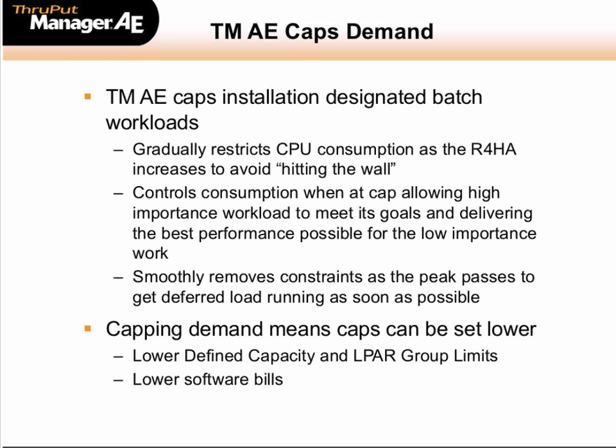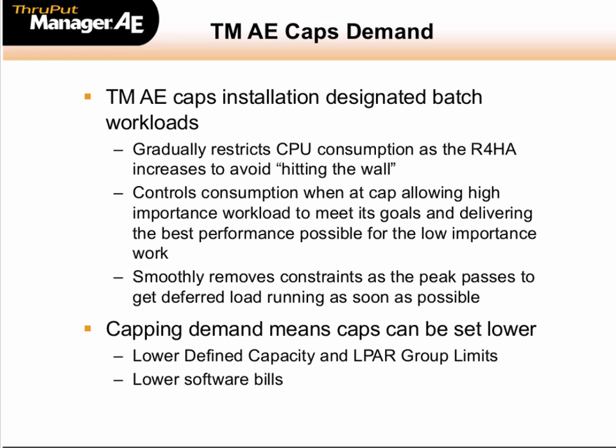TMAE caps the batch workloads chosen by the installation in 3 phases. First of all, as the rolling 4-hour average increases and approaches the limits set by defined capacity or LPAR group limit, TMAE automatically starts restricting the CPU consumption by these workloads. It does this in 5 gradual steps. The idea is to slowly shrink usage and avoid hitting the limit with very high CPU consumption. We usually refer to this as hitting the wall.